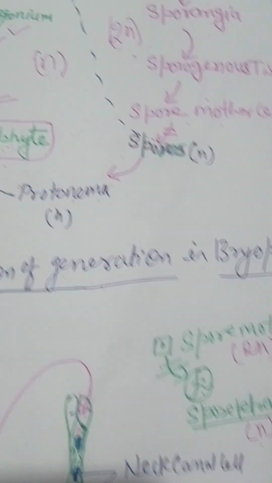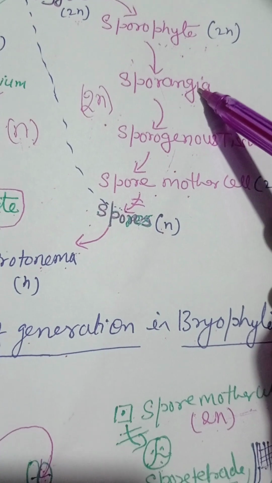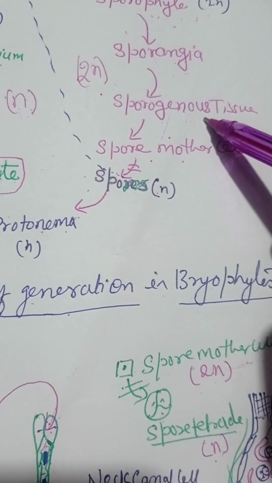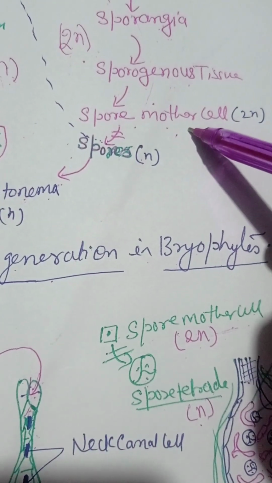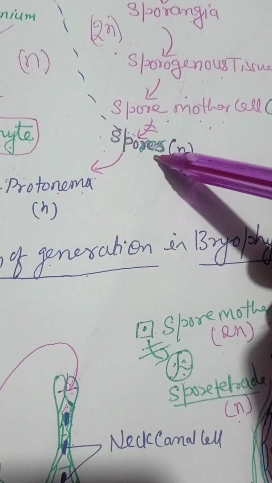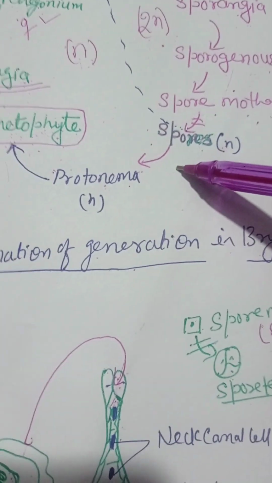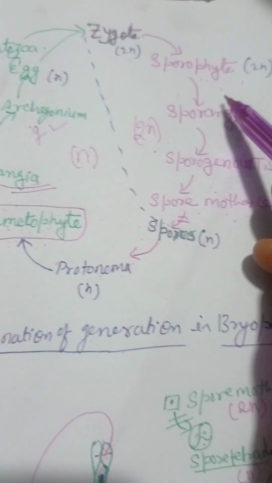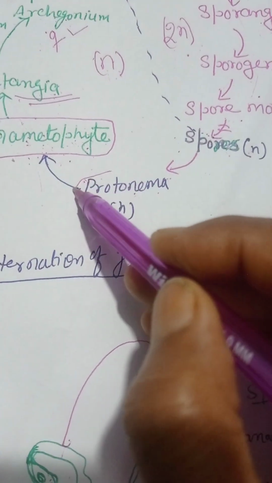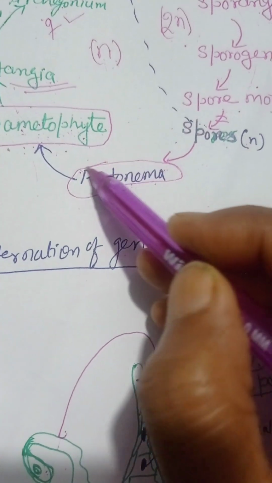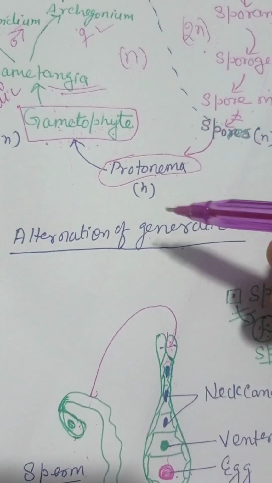After that, you see here the sporophyte plant is producing the sporangia. From the sporangia there is sporogenous tissue, and the spore mother cell, which is diploid in nature. After meiosis they will produce the spores. From here the haploid phase again begins. But in between the sporophyte and the gametophyte, there is an intermediate link called the protonema stage. So this gives a high rate of multiplication.